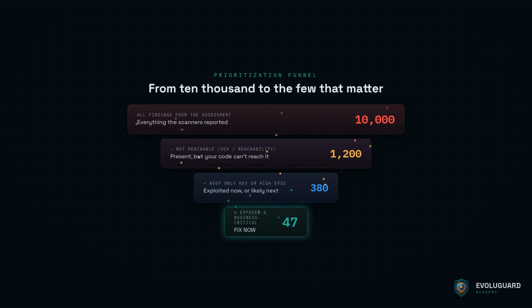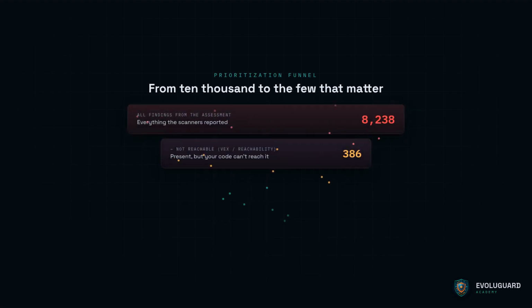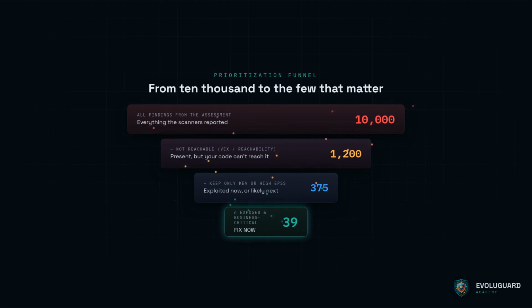Layer 3. Asset context from our inventory. Is this thing internet-facing? Does it touch customer data? A critical vulnerability on an isolated internal test box is not a critical risk. What survives all 3 filters, usually a few dozen items, is your real work. That's the slice. Let's put real numbers on that funnel, because the scale of the reduction is the whole point.